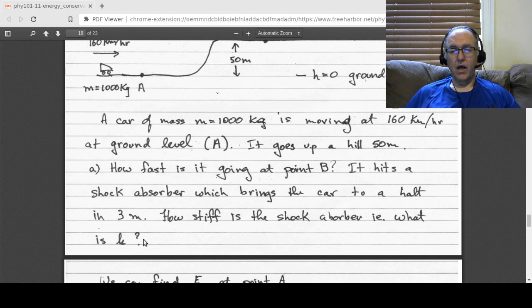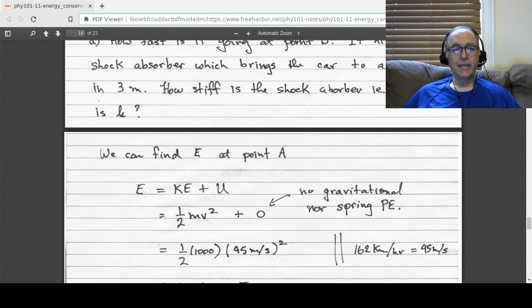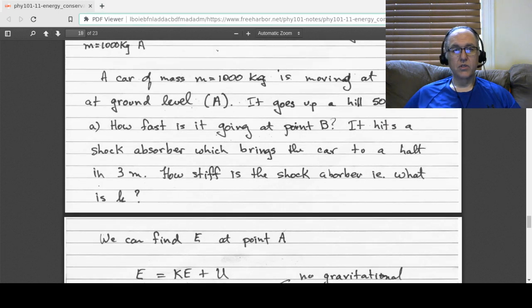Okay, so let's solve this. There are 3 points to consider. Now, I didn't tell you where to calculate the energy. I didn't even tell you to calculate the energy. What I'm asking you, just to look at the problem again, is how fast is it going at point B? So I'm asking you for a velocity V at point B, and at point C, I'm asking for K.